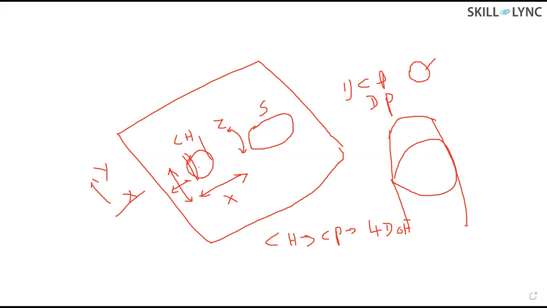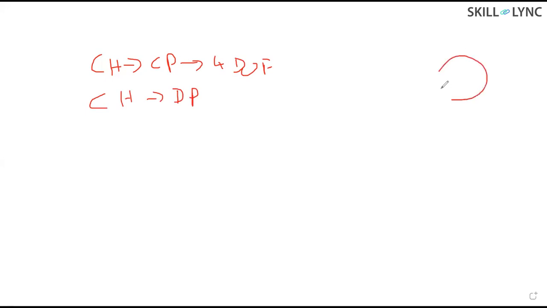So second condition, I will be having a circular hole. Excuse the geometry. So first condition, circular hole with circular pin will arrest 4 degrees of freedom. Second one, circular hole with a diamond pin. So I will be having a circular hole and a diamond pin. So this is the diamond pin.